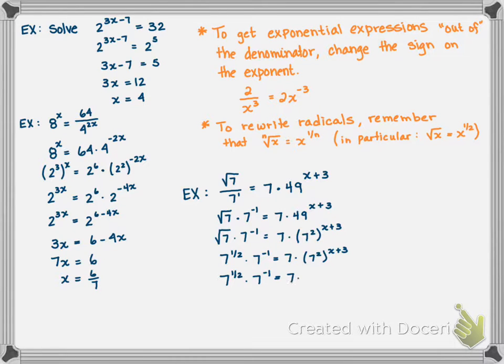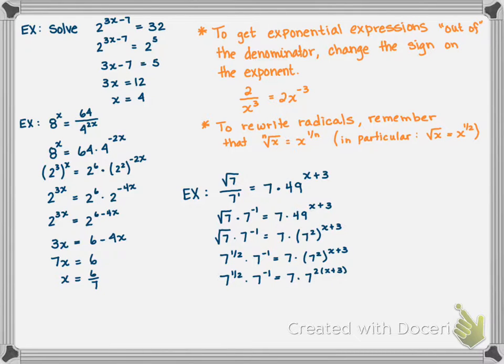So I have 7 times 7 to the 2 times x plus 3. Notice that we need to put the x plus 3 in parentheses because we're multiplying the two exponents, the exponent of 2 by the entire exponent of x plus 3. We don't want to just multiply it by x and then add 3 because that would mean something different. Peyton, what do you want to do next?